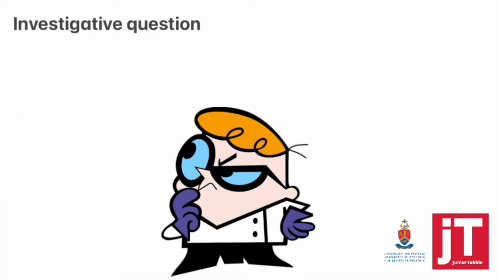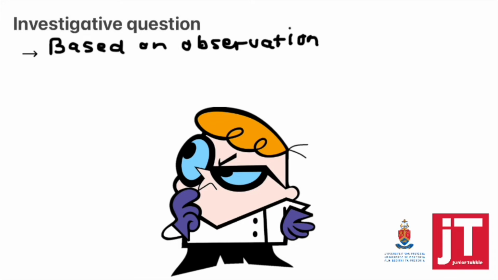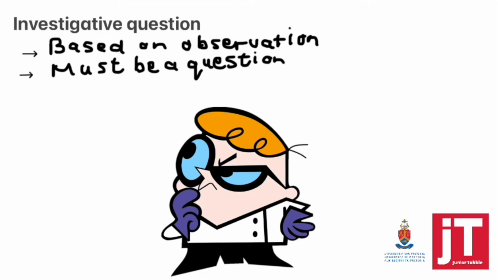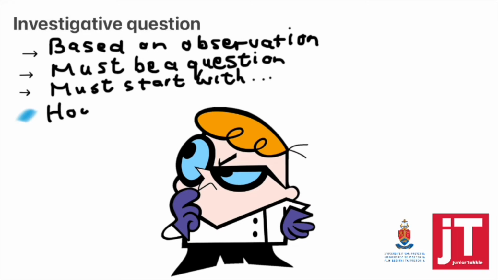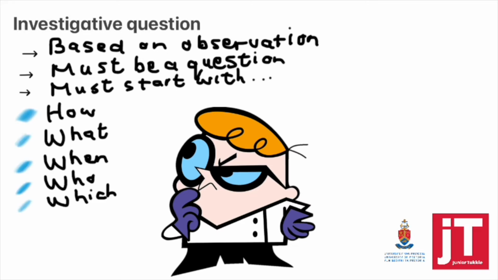Now we will move over to our investigative question. So this is the question which starts your investigation. So your investigation question is based on what you observe. So what I do usually when I construct my investigative question, I will take my aim or observation and I will turn it directly into a question. So just like my observation and my aim, there's a specific format to my investigative question. So firstly, it must be a question and end with a question mark. And then also it must start with one of the following. You can use how, what, when, who, which, why, and where.